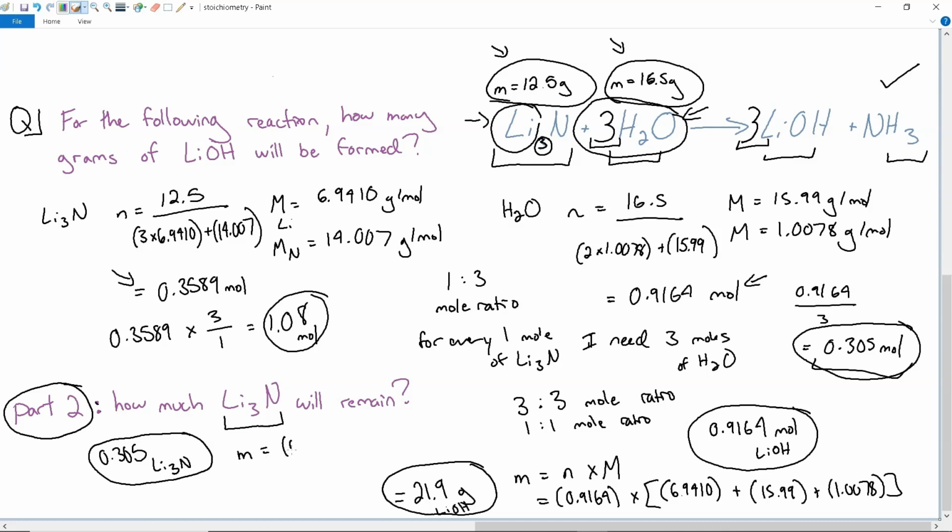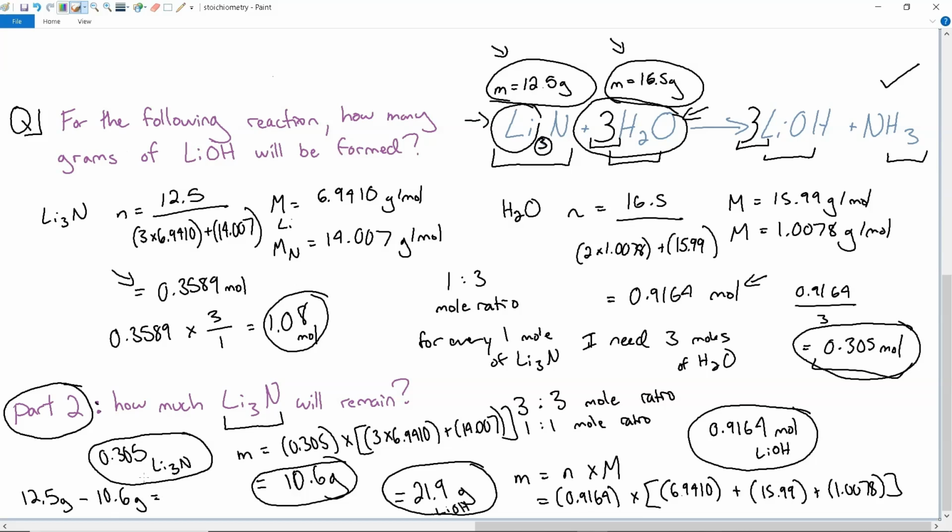So we want mass, we already have moles, and we're just going to reuse the same molar mass that we used in the first part of this question. And plugging all of this in, I get 10.6 grams. So if I subtract that amount from my initial amount, I am left with 1.9 grams of lithium nitride. And this is our answer.